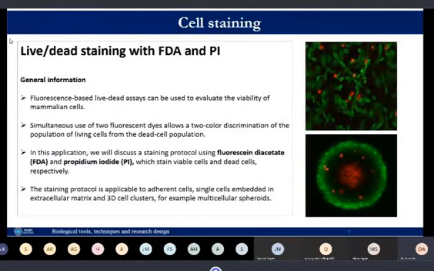This staining protocol is applicable to adherent, attached cells like the fibroblast cells, keratinocyte cells, and melanoma cells, single cells embedded in extracellular matrix, and 3D cell clusters. We will discuss what a 3D cell cluster is later on. You already know the embedded cell culture, how to culture, and you are already familiar with this. First we will discuss how we can stain adherent cells with FDA and PI.